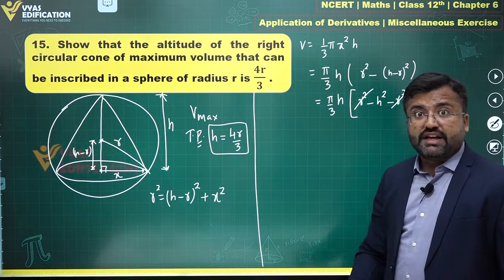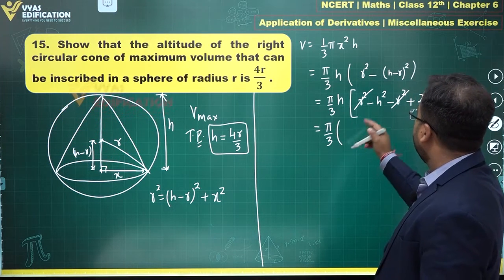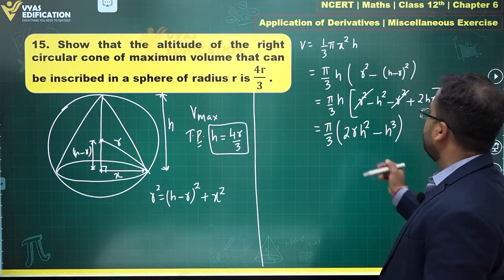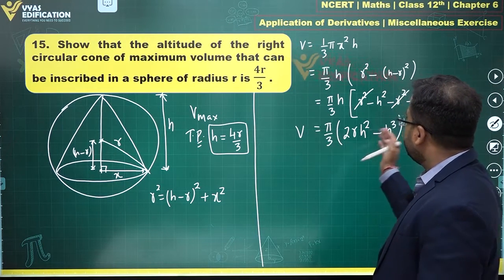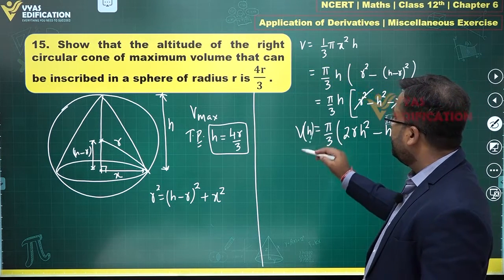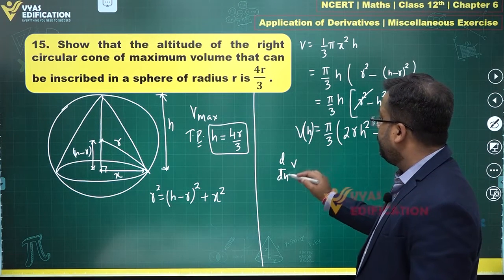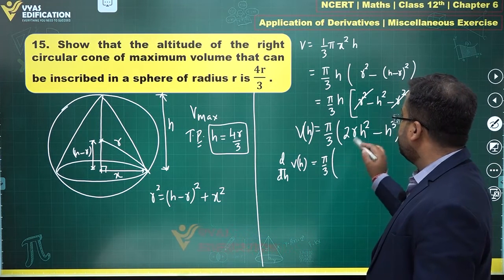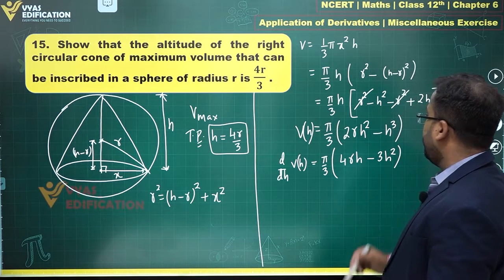R square gets cancelled, and what you're left with is pi by 3 times 2r h square minus h power 3, right? This is what you get. This is the volume, okay? And once the volume has been written in terms of this parameter h, we can differentiate. D by dh of V(h), what is that? Pi by 3 is okay. This is equal to 4rh minus 3h square, okay?